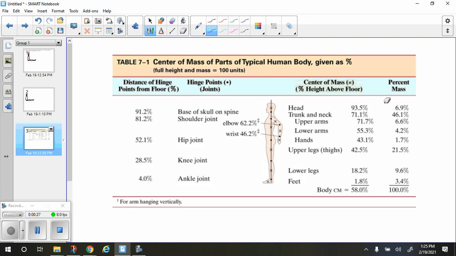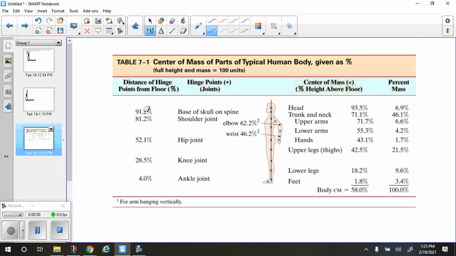So like the head is 6.9% of the total mass of the person. The upper legs, the thighs, are 21.5% of the total mass of the person. It also gives locations of the centers of mass of the different body parts. So the head, the upper arm, lower arm, hand, the trunk and torso, the trunk and neck, the thighs, the lower legs, and the feet. And also the joints: ankle, knee, hip, shoulder, elbow, wrist, and neck.